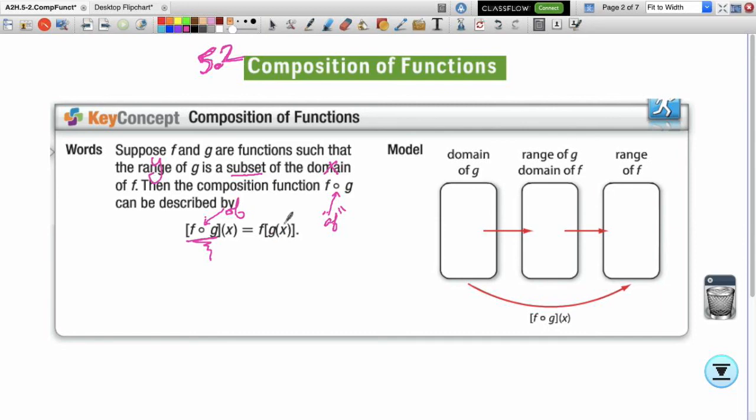The outcome of g of x, which would be the y's, into the f values for our f of x. And that's really what it's telling us to do. We could also kind of see this with this little flowchart.